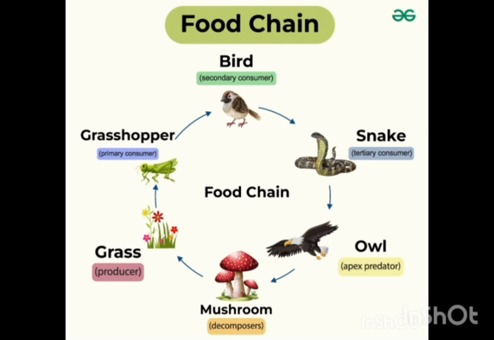Now the food chain. What is a food chain? Food chain means a relationship between different organisms where one organism eats another organism. Here you can see the producer grass eaten by the grasshopper, and again the grasshopper is eaten by the birds, and now the bird is food for the snake, and now the snake is eaten by the owl, and in this way a chain-like structure is formed that is called a food chain.